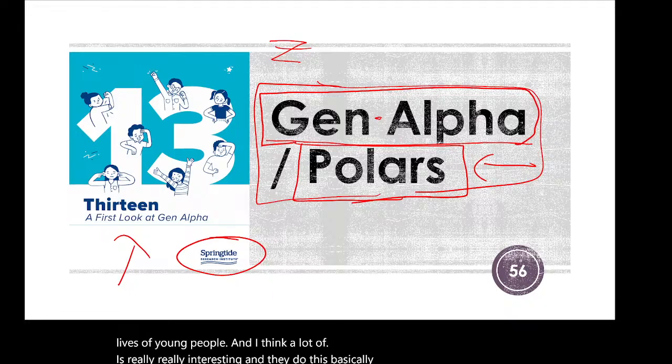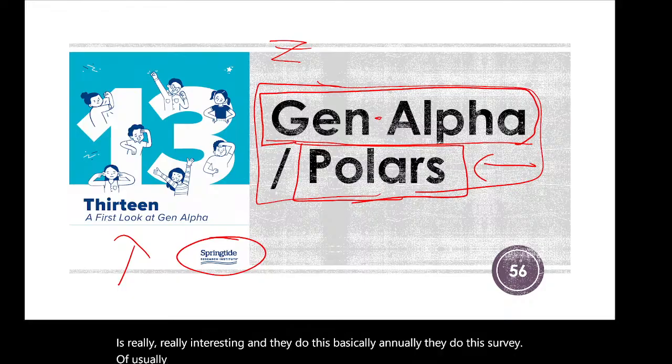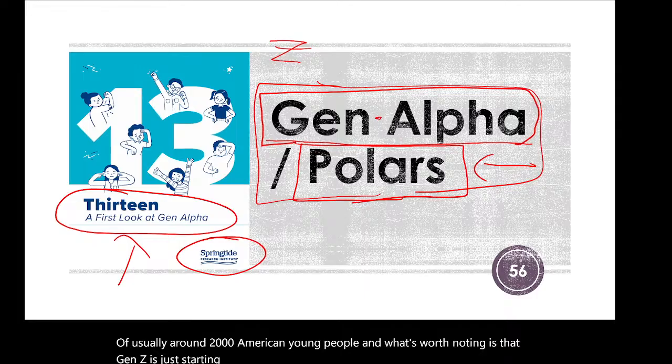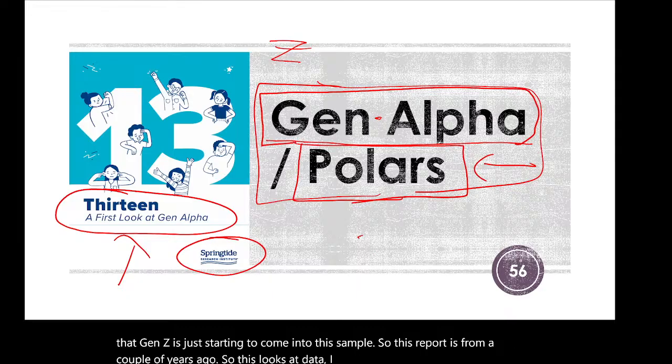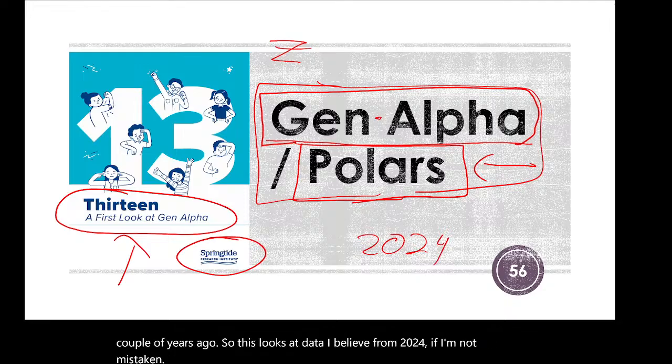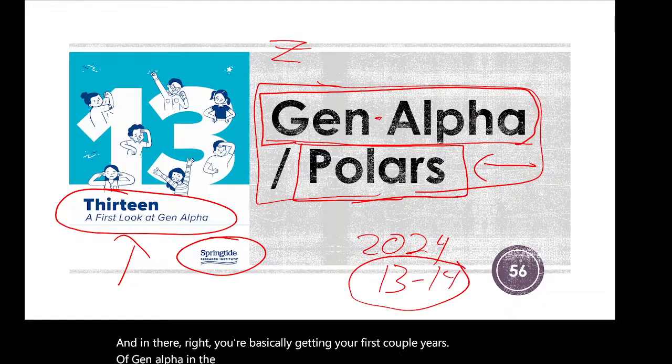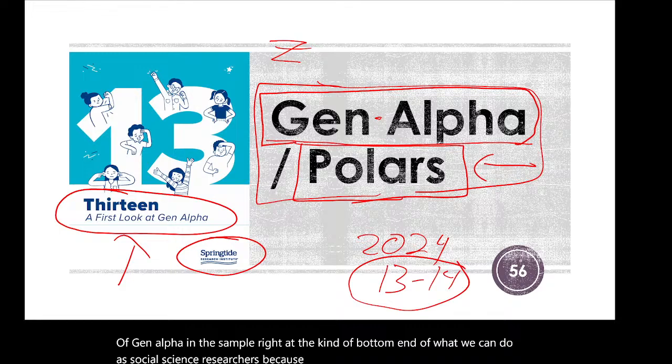They do this survey of usually around 2,000 American young people. And what's worth noting is that Gen Z is just starting to come into this sample. So this report is from a couple of years ago. So this looks at data, I believe from 2024, if I'm not mistaken. And in there, you're basically getting your first couple years of Gen Alpha in the sample, at the bottom end of what we can do as social science researchers, because below 13 is really hard to get ethics approval to do research on young people.